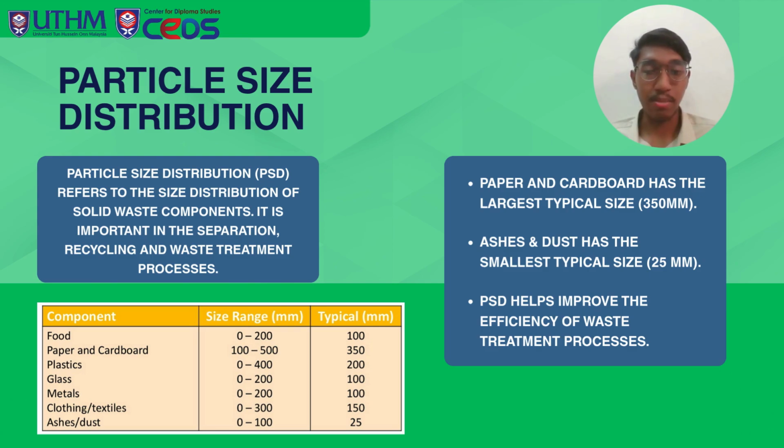My name is Muhammad Fahmi Hakim Rostan, matric AA251519. Now I want to discuss particle size distribution. This table shows the particle size distribution of different MSW components. We can see that paper and cardboard have the largest typical size at 350 mm, while glass has the smallest size at 25 millimeters. The variation in particle size is important because it influences the waste separation and treatment process.